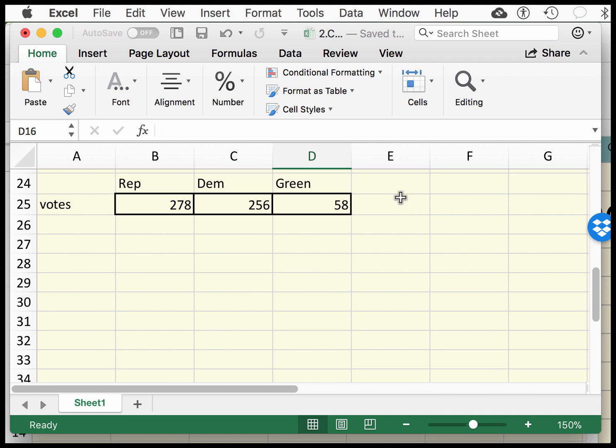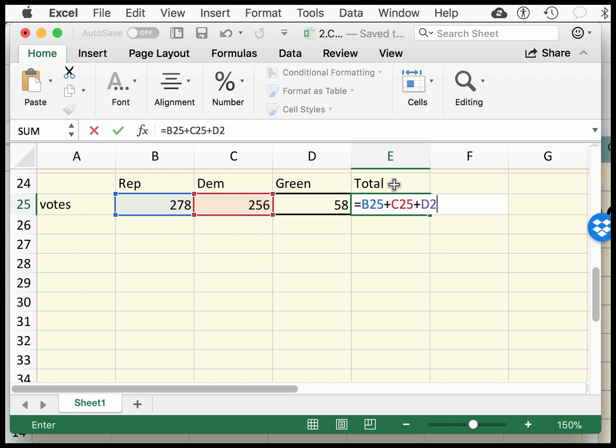So to figure that out, I'll need the total. The total votes I would get by adding the votes for all three candidates. So equals B25 plus C25 plus D25. And the total votes is 592.